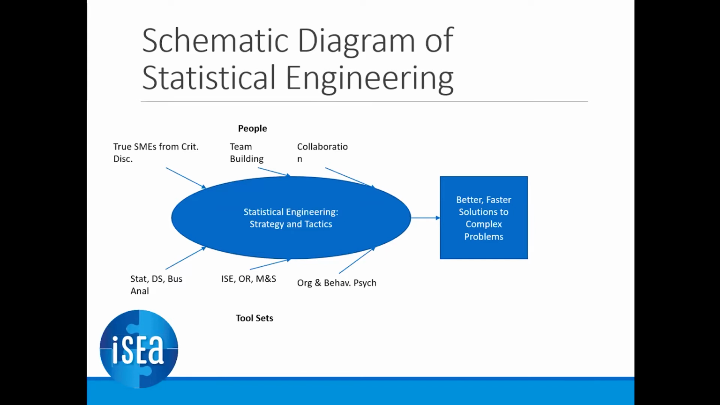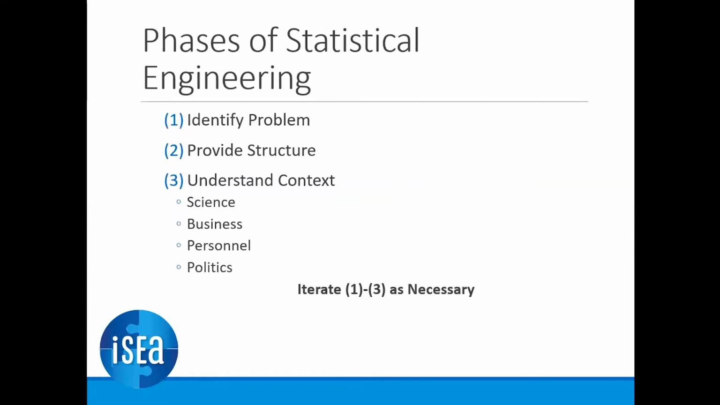What are the tool sets? The tool sets from the subject matter expert, critical for everything we're doing, but it's data science, statistics, business analytics, whatever you want to call it. It's industrial and systems engineering, operations research, management science, modeling and simulation. And we see some of that today, particularly in Jim Simpson's talk. And it's understanding how to use organizational behavioral psychology to get the most that you can out of the team. That's much more than any one of those individual components. Statistical engineering is how do we put that all together to come up with better, faster solutions.